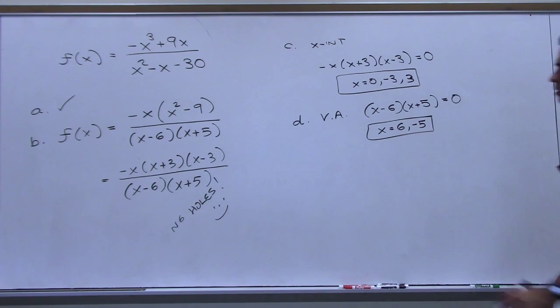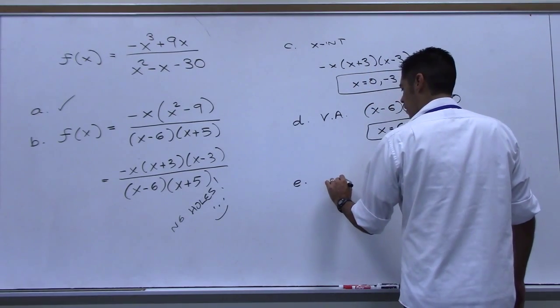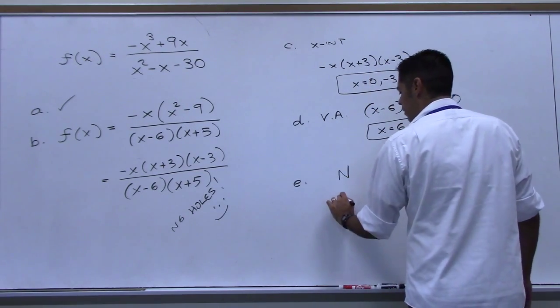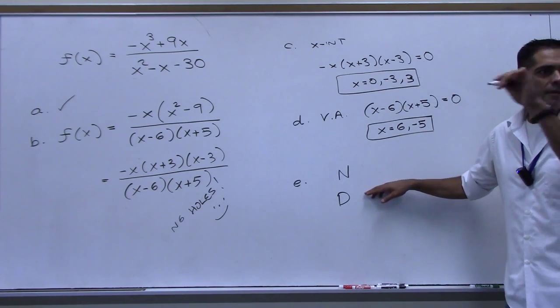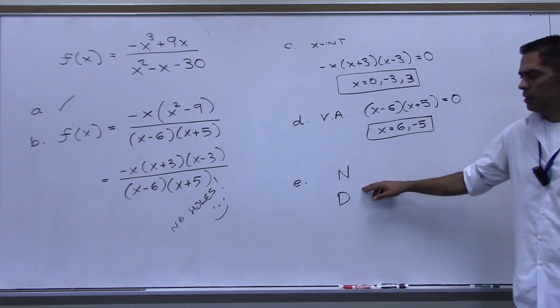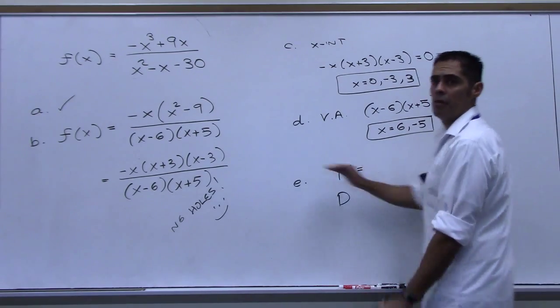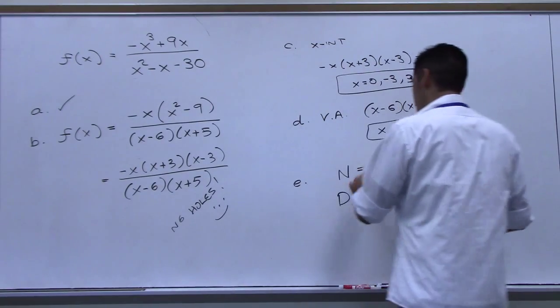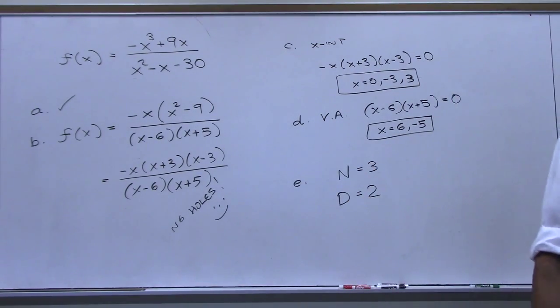There's no horizontal. Why? Okay, so is it all right if I write capital N and capital D to represent the degree of the top and bottom instead of writing degree of numerator, degree of denominator? So what's the degree of the numerator? Here's our original problem. 3. What's the degree of the denominator? 2. So when we look at our cases, this is case 2. The degree of the numerator is bigger than the denominator.